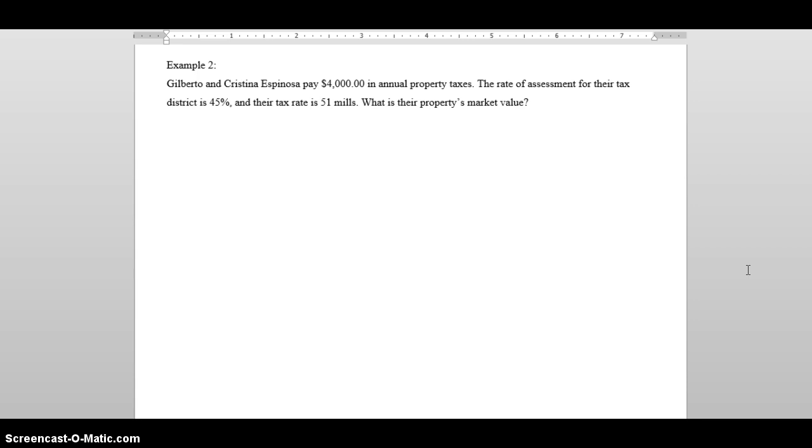In this one, we already know our taxes, our rate of assessment, and the tax rate. We're looking for the market value, so this is a backwards equation. Since we don't know what the market value is, we're going to say let M equal market value. Okay. So we need to work backwards.